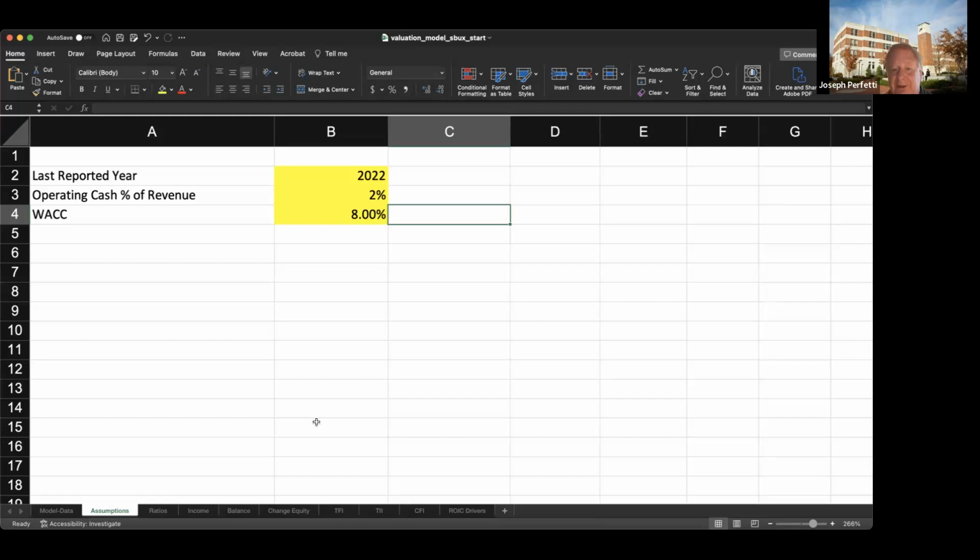Assumptions, so our generalized assumptions are going to be in one place. So when we change assumptions for other companies, we know that all the assumptions are going to be changed in the assumptions tab to make it easier to reuse. And the reason why I use yellow, you can pick whatever color you want, but the reason I use yellow is I also want to know what I can change and what I can't change.